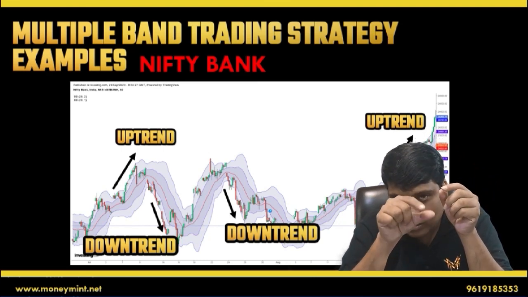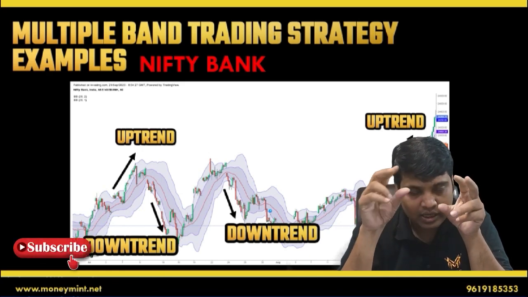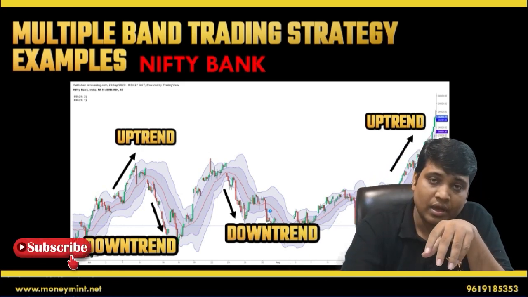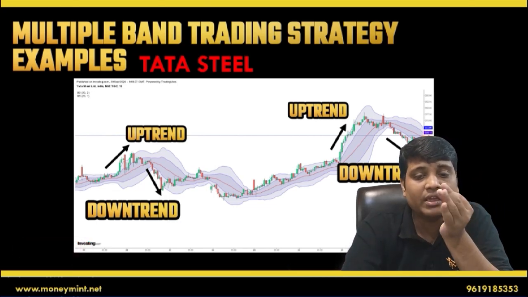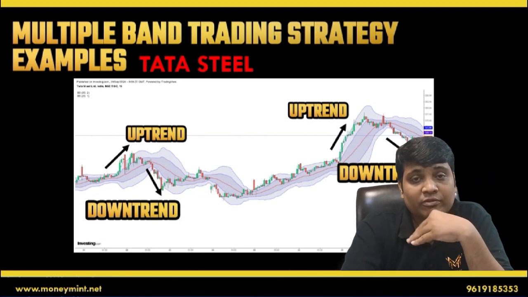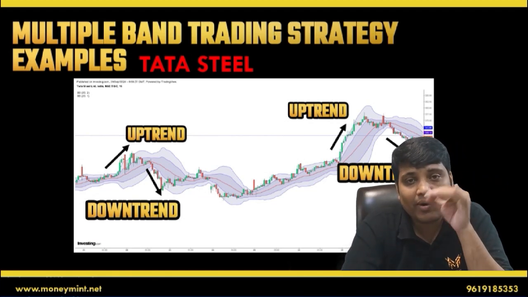If it is touching the lower Bollinger Band, it is in the downtrend. If it is moving in the upper Bollinger Band, it is in the uptrend. So see Tata Steel, very beautifully, whenever a swift move comes upward, with intensity, you will find the market never leaves the upper Bollinger Band.